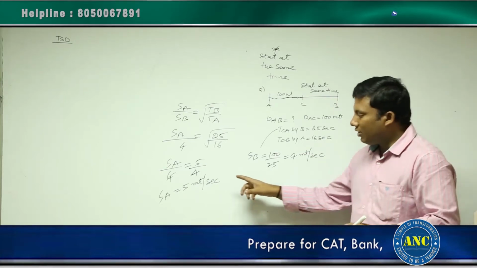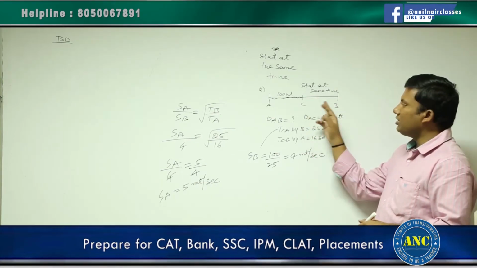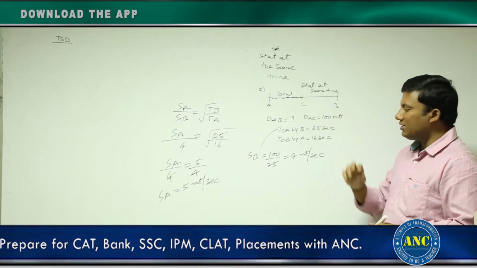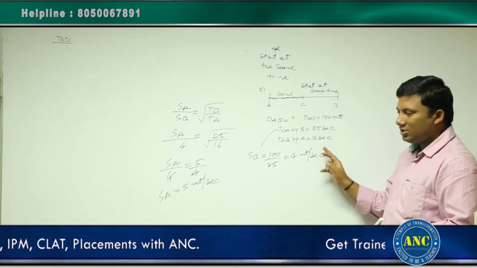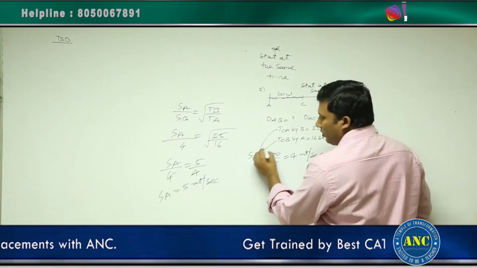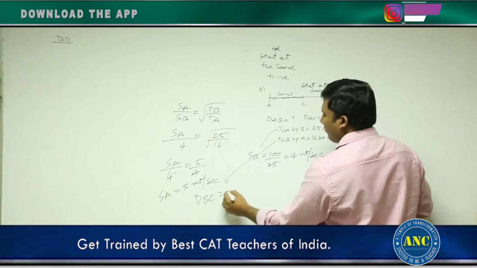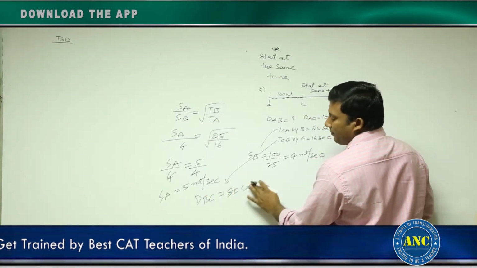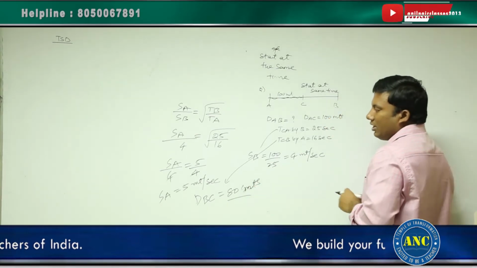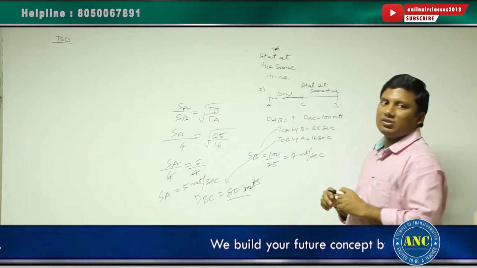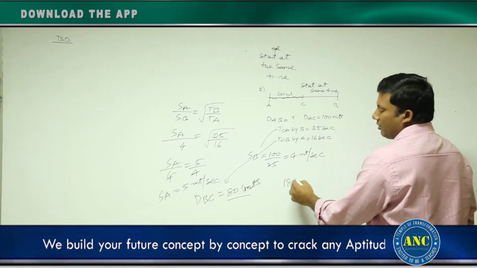In 1 second, how much will A travel? 5. After meeting, who is traveling this distance? A is traveling. What is the time taken by A to go from C to B? 16. Using this, what will be the distance from B to C? 5 into 16, 80. 80 meters plus 100 meters. What is the answer? 180. Please put a star mark on these questions.